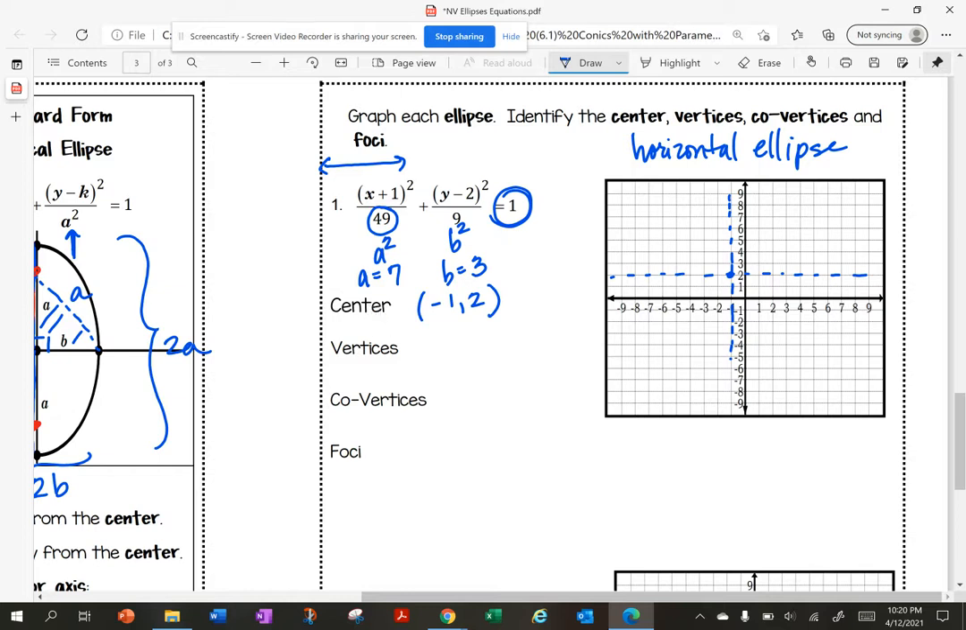So A is plus or minus 7. So 1, 2, 3, 4, 5, 6, 7. 1, 2, 3, 4, 5, 6, 7. These are my vertices. So my vertices, and I would usually show these from least to greatest. So these would be -8, 2, and 6, 2.